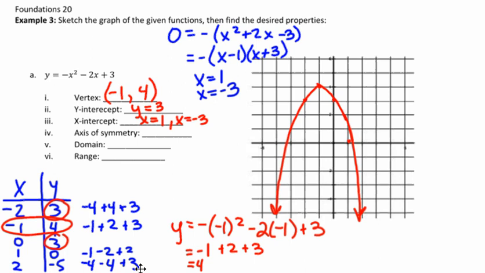Axis of symmetry is your x value from your vertex. So when x equals -1. Your domain is x is an element of the real numbers. It's everything here. We have no restriction. Goes on forever. And our y value is less than whatever our max is from our vertex. So y is less than or equal to 4 from our vertex.